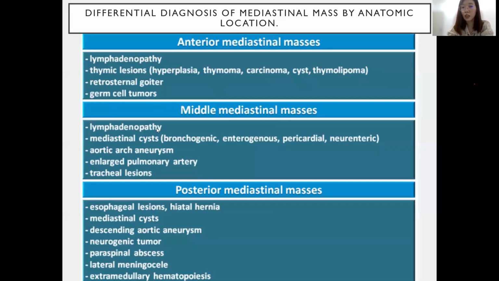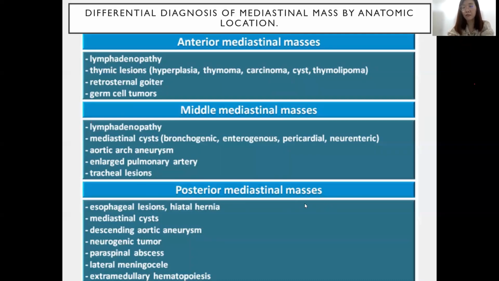Middle mediastinal lymph node, or rather lymphadenopathy, we can always give as a differential, or some mediastinal cysts like bronchogenic cyst, the enterogenous cyst, pericardial cyst, or neuroenteric cyst, and then aortic arch aneurysm. An enlarged pulmonary artery also can present as a middle mediastinal mass, or any tracheal lesion. These we very rarely encounter, always lymph node first.